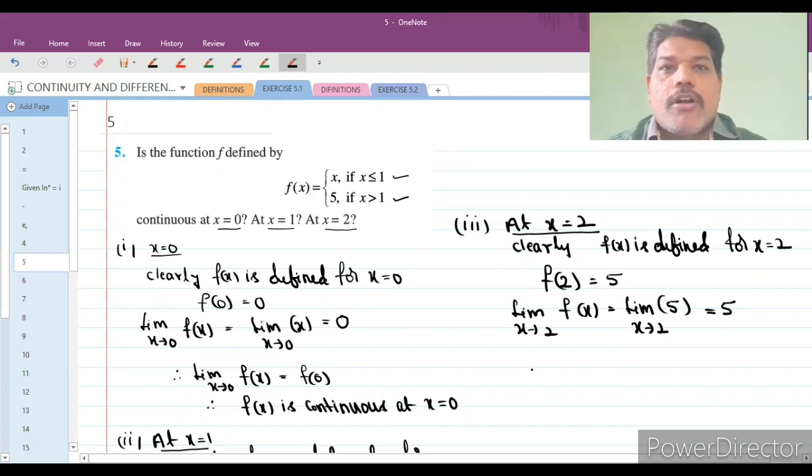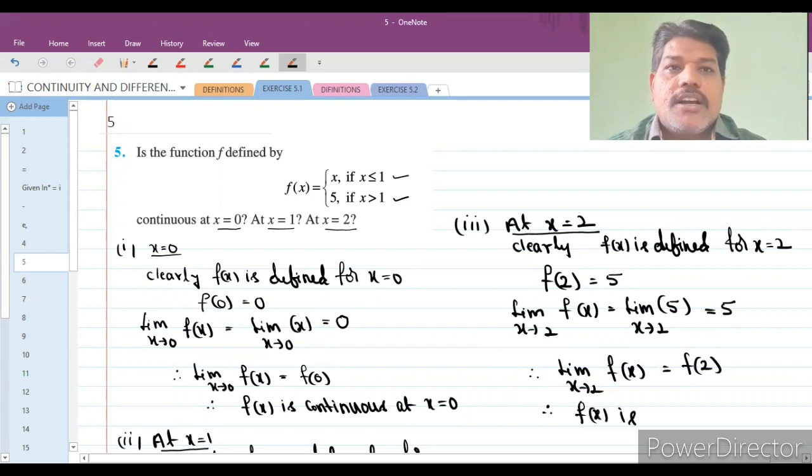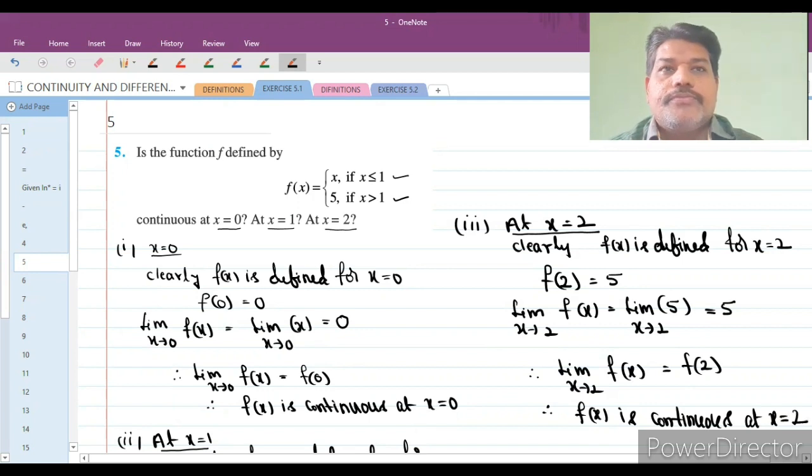So therefore what can we declare, students? Similarly, the limit as x tends to 2 of f of x is equal to f of 2. Therefore f of x is continuous at x equal to 2.